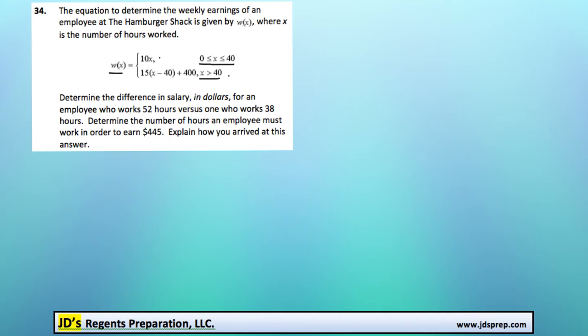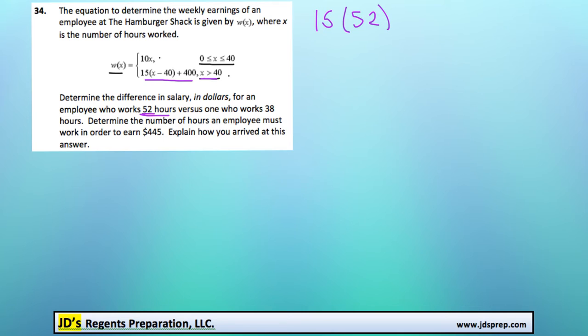So determine the difference in salary in dollars for an employee who works 52 hours versus one who works 38 hours. So let's start off with the one that is working 52 hours. Since 52 is greater than 40, we're going to be using this part of the equation, 15 times (x minus 40) plus 400. But instead of x, we're going to replace that with the number of hours, which is 52.